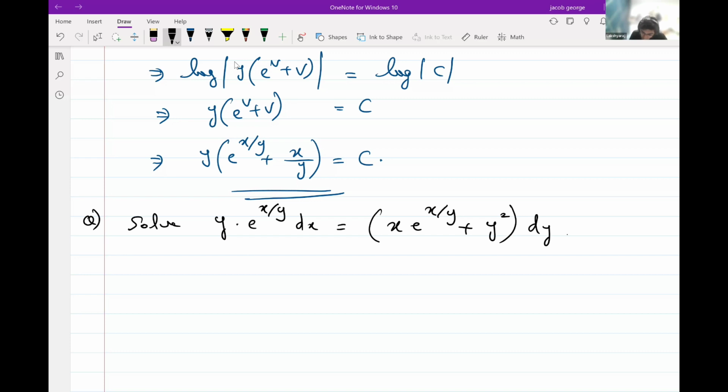At the end, there is a slight difference in the left hand side. Instead of dy by y, you may get only dy. Okay, only dy. That we can do the integral. That doesn't matter. Variable separable form, you will get easily. So we start writing dx by dy.